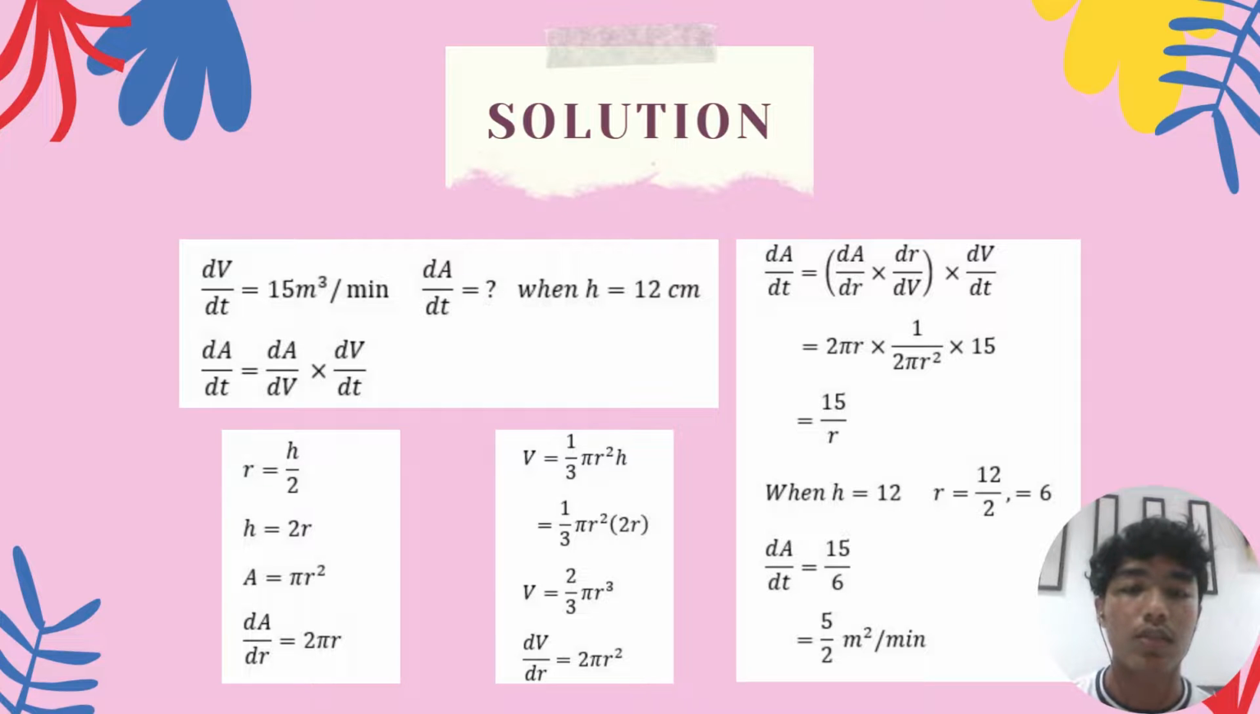So we just need to substitute the values into the equation, and we got dA/dt is equal to 15 over r. When h is equal to 12, r is equal to 12 over 2, which is 6. So we just need to substitute 6 for r, and we got the final answer: dA/dt is equal to 5/2 square units per minute.